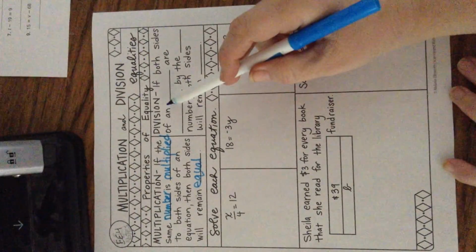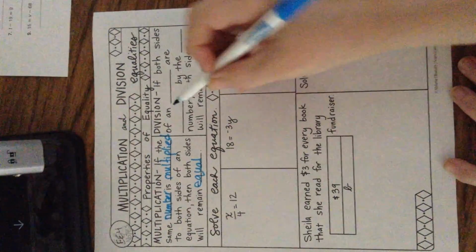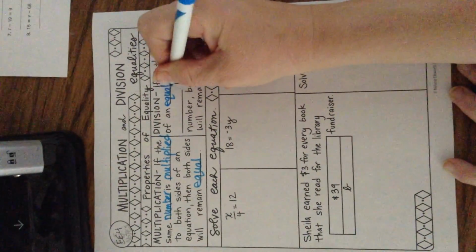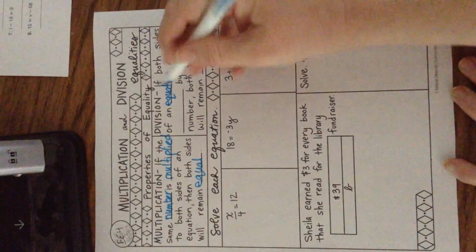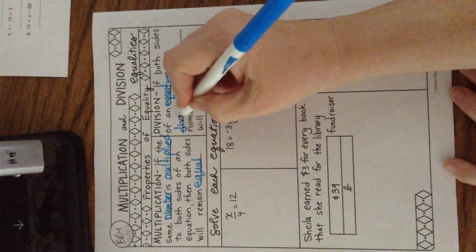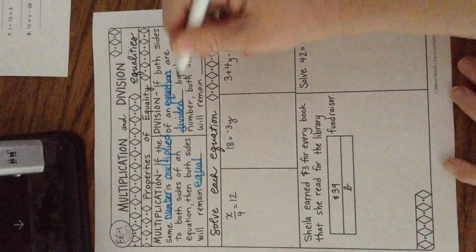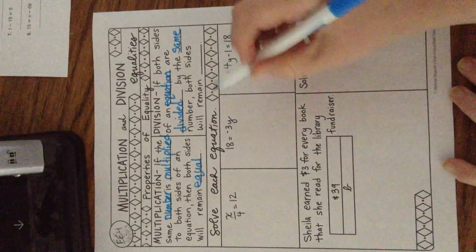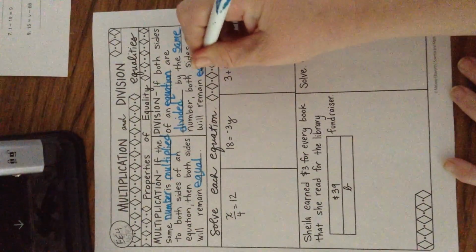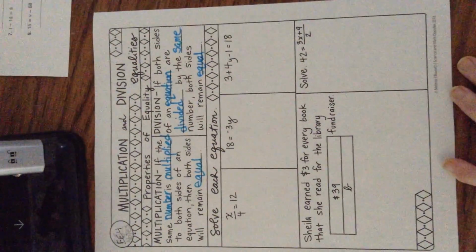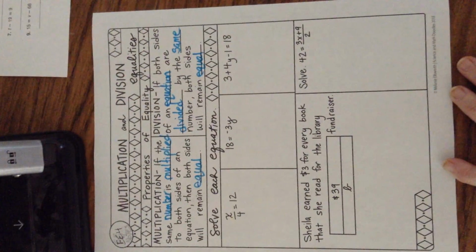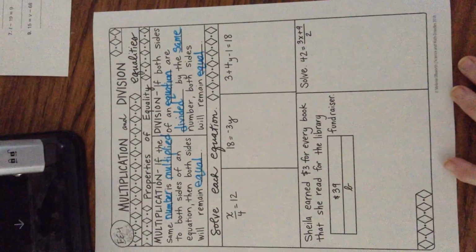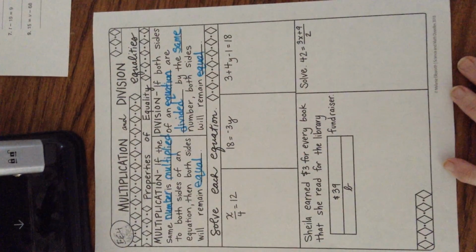So here we go. Division. If both sides of an equation are divided by the same number, both sides will remain equal. Basically the same rules as yesterday, but instead of adding and subtracting, we're multiplying and dividing. So let's look at solving these equations.